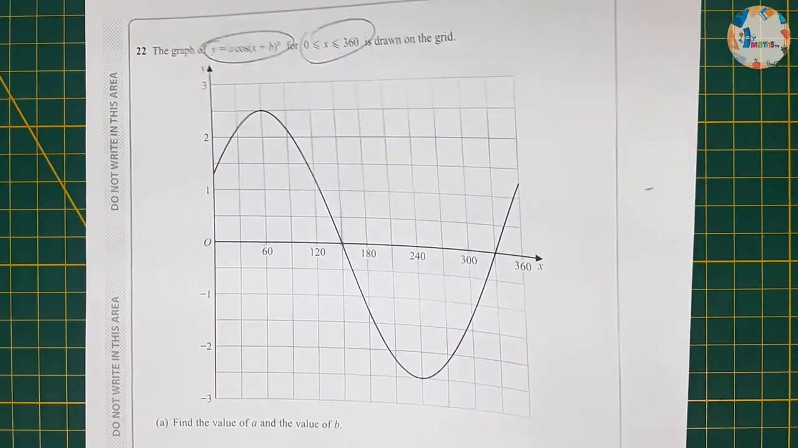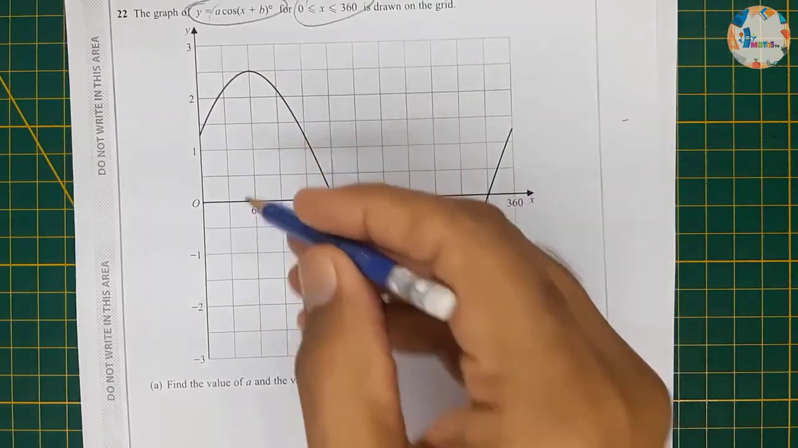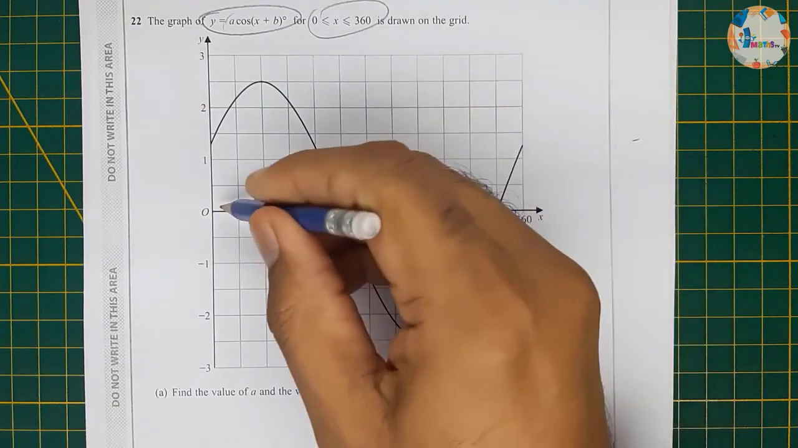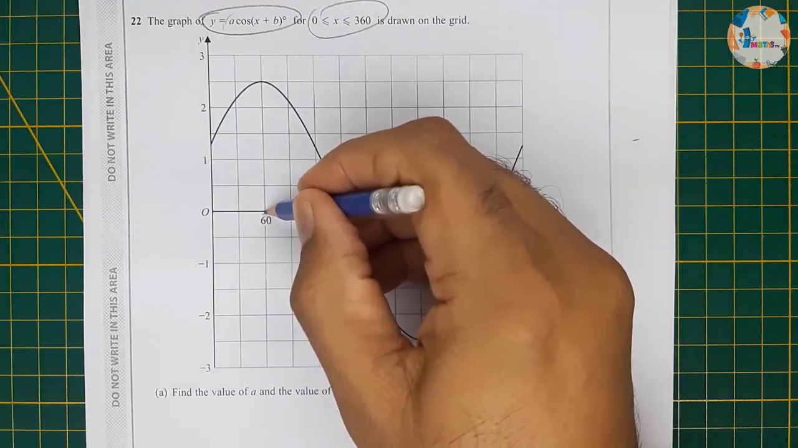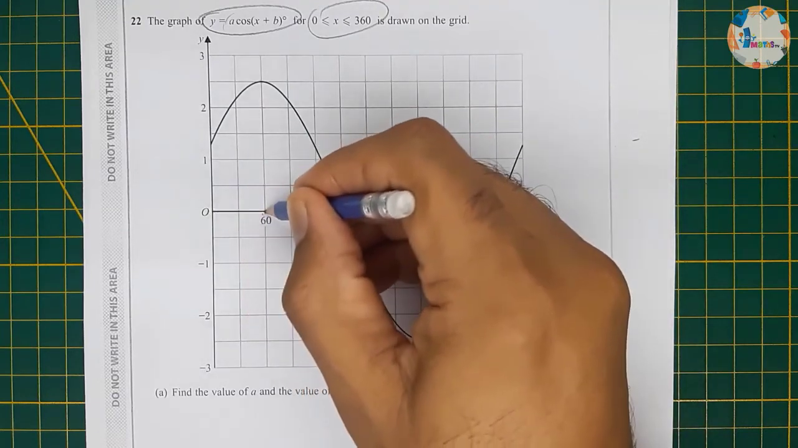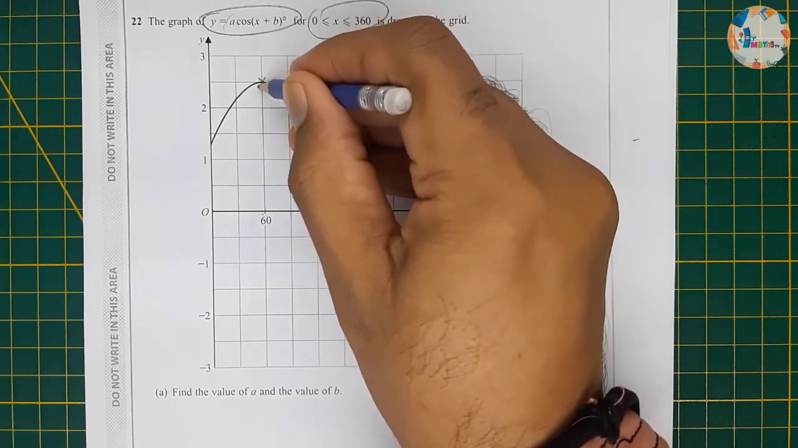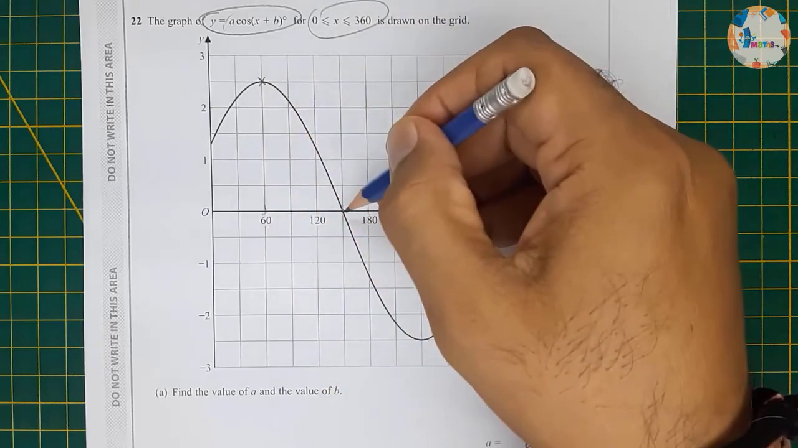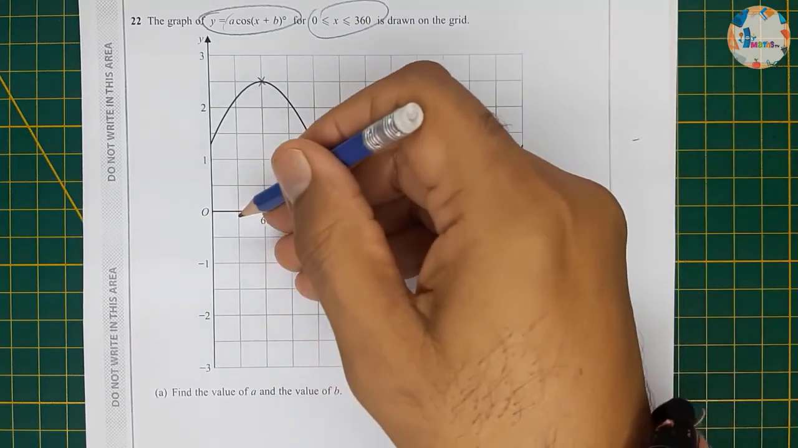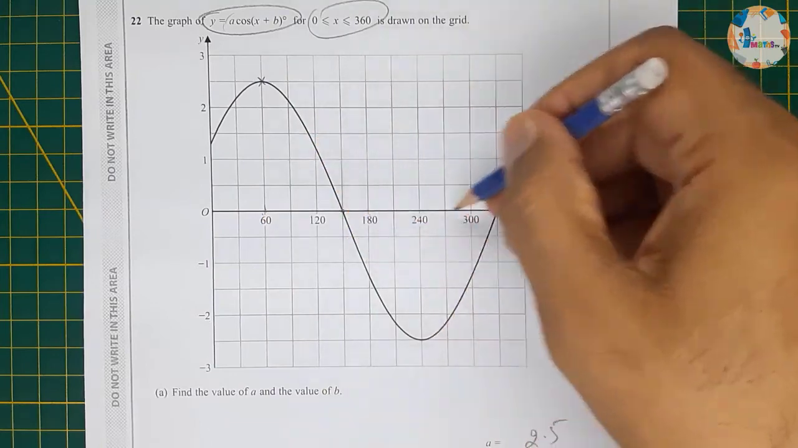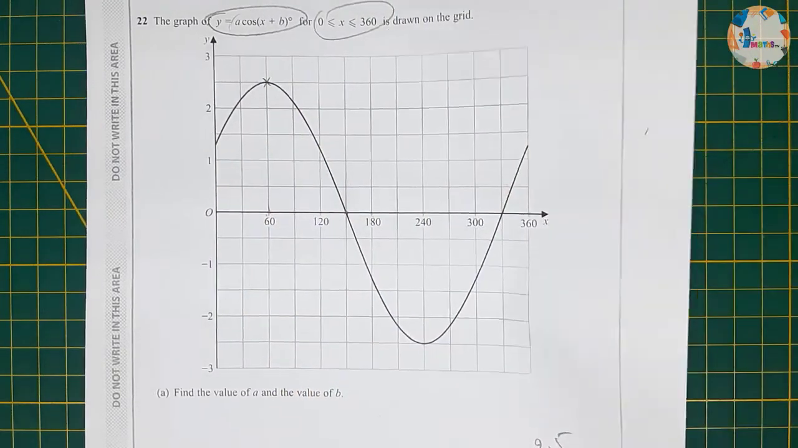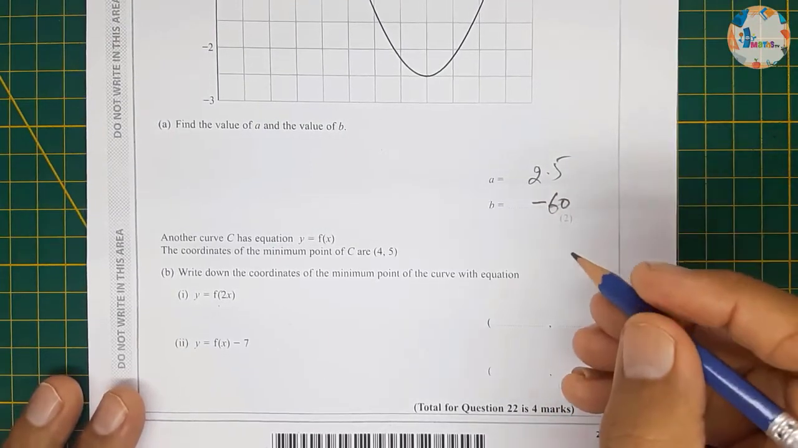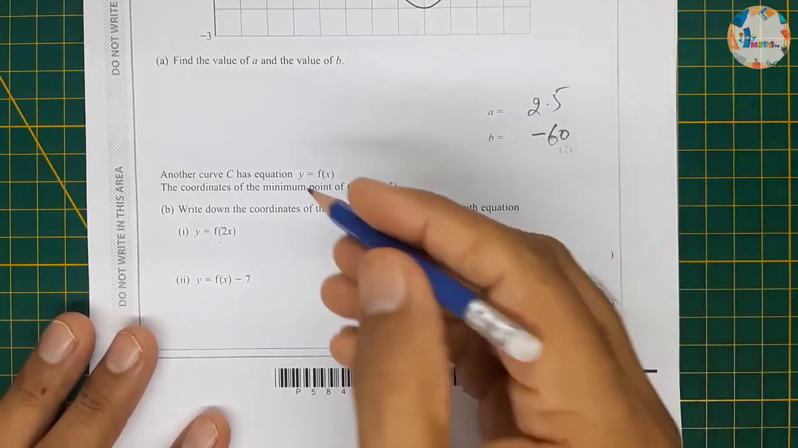Now for the B value, we can check this one. Pi by 2 should be, this should be 0, cos of 0 should be 1, and the maximum value should be at 0 degrees, but this one is giving us the maximum value at 60 degrees. So there is a difference of 60 degrees, and it is shifted to this side. Like for example, the curve is shifted to the left, so the B value will be minus 60, so we'll take minus 60.